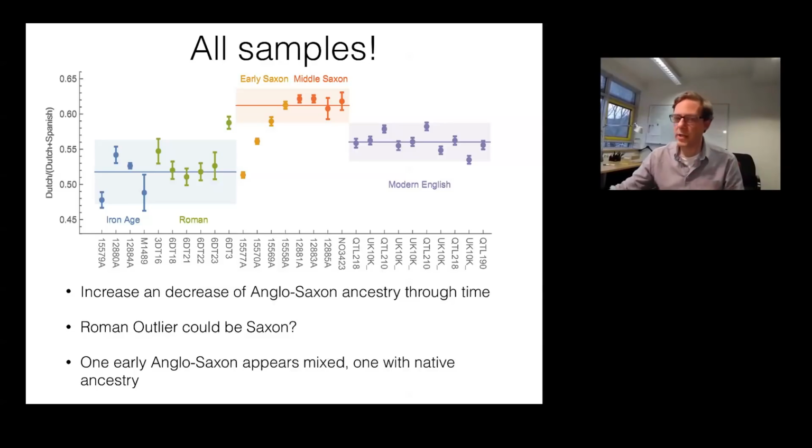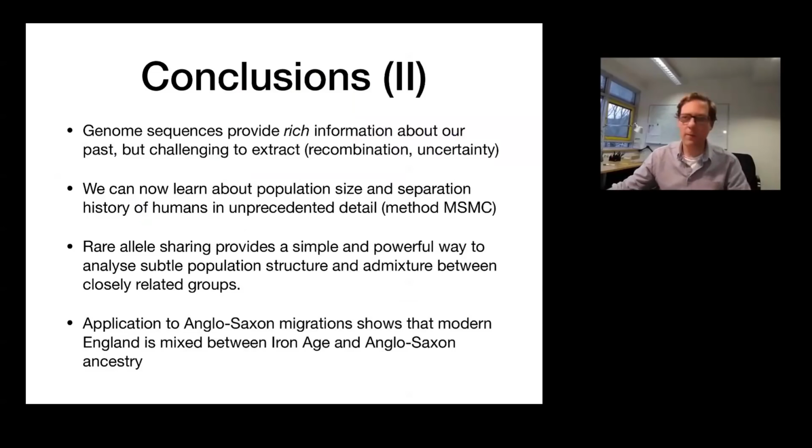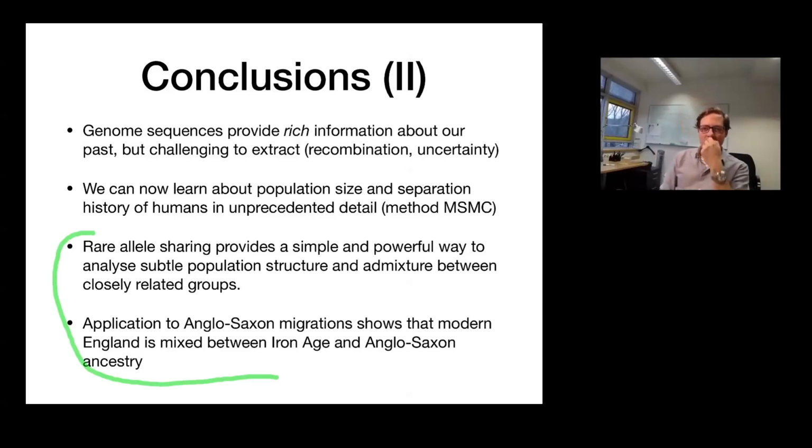Right. Okay, so let me summarize briefly. Oops, goodness, this is the same conclusion slide as before. I'm very sorry. Let's look at only the two lower conclusion points. Rare allele sharing provides a simple and powerful way to analyze subtle population structure and admixture, and it shows that the modern English population is admixed. So those are the two main conclusions.